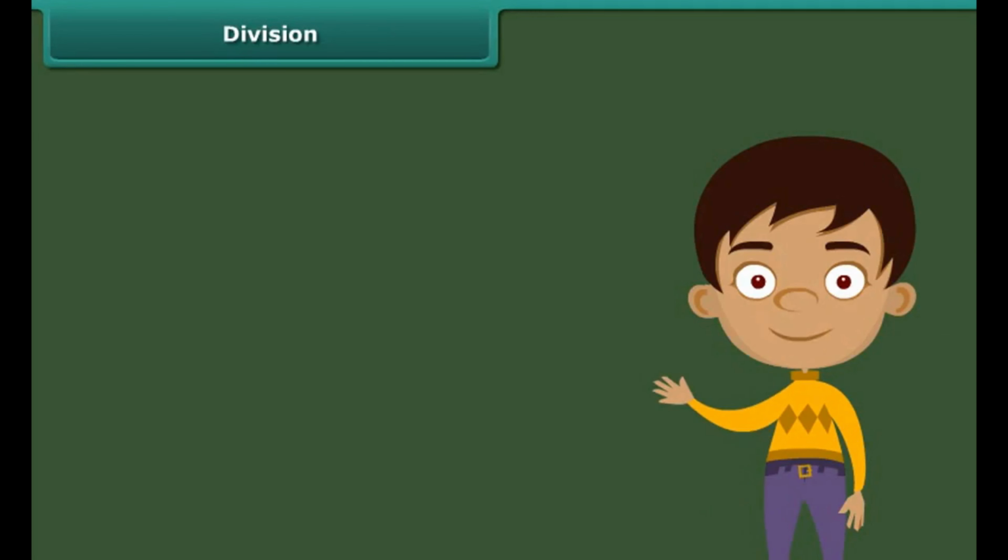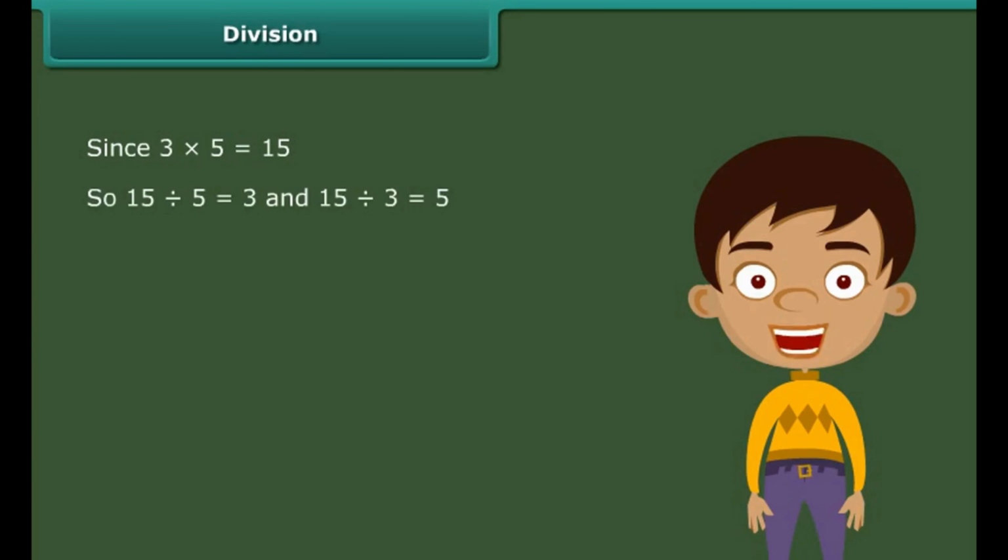We know that division is the inverse operation of multiplication. Since 3 × 5 is equal to 15, 15 ÷ 5 is equal to 3, and 15 ÷ 3 is equal to 5.